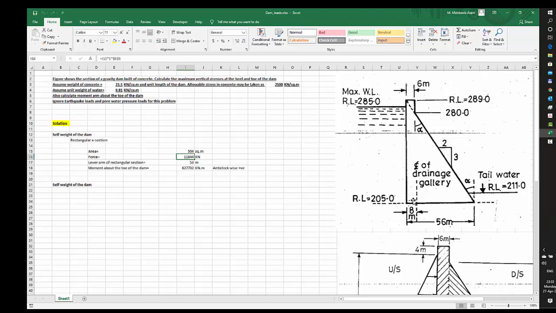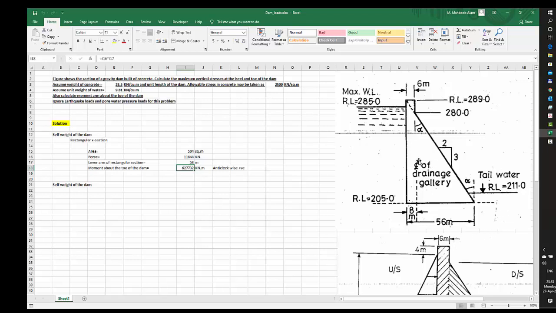So I have 53 meter of the lever arm of this rectangular section. So lever arm of rectangular section is equal to 53. As you can see in the formula, 6 divided by 2 plus 50 would give me this 53. And then if I am calculating the total moment generated by this rectangular section, I just have to multiply these two values. This 11844 multiplied by 53, and I'll get 627,732 kilonewton meters, and this is in anti-clockwise direction.